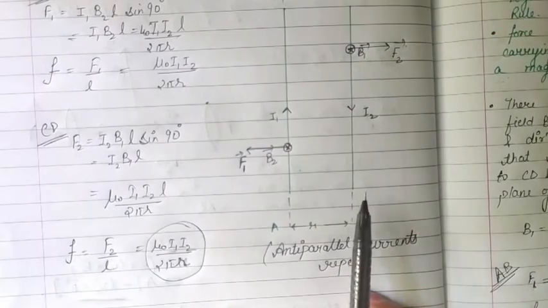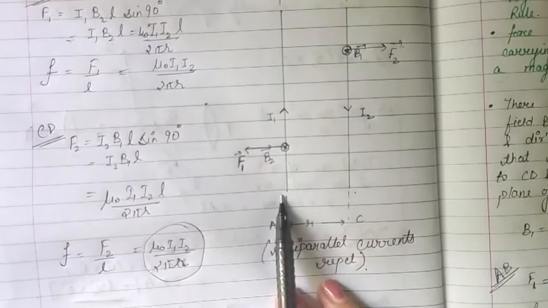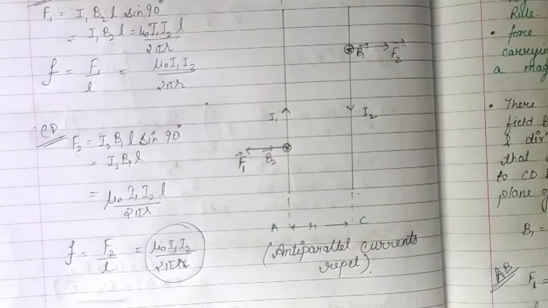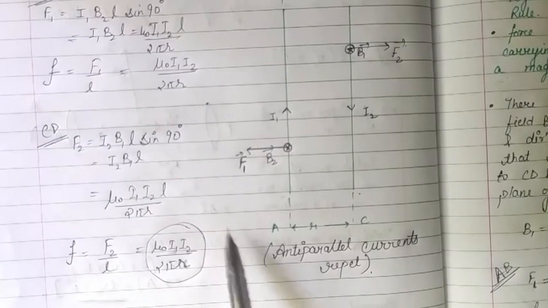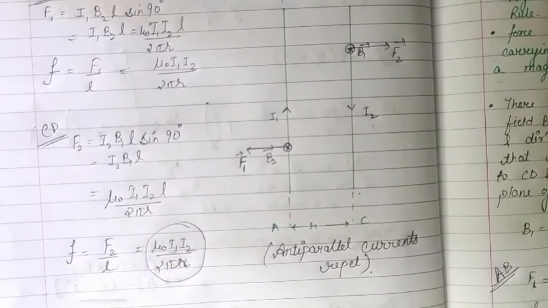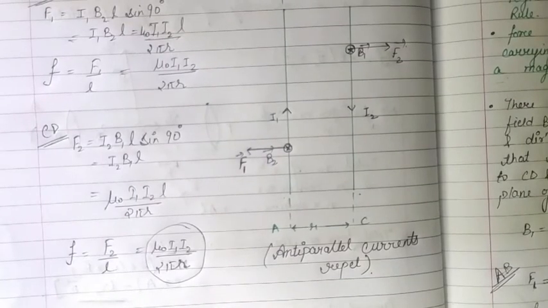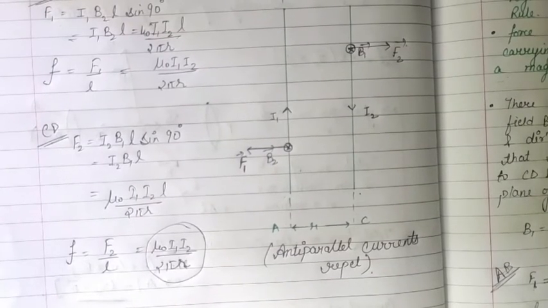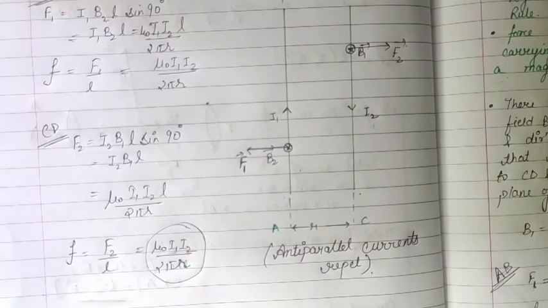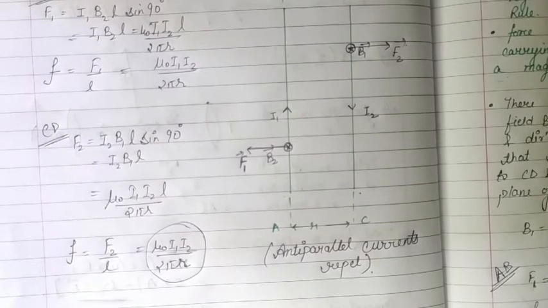Whether you are seeing force at CD, or force at AB, in parallel current condition or in anti-parallel condition, this value of force per unit length will remain the same, but the directions change depending on the direction of magnetic field. If the currents are parallel, then these forces attract each other. If the currents are anti-parallel, then these forces repel these wires.